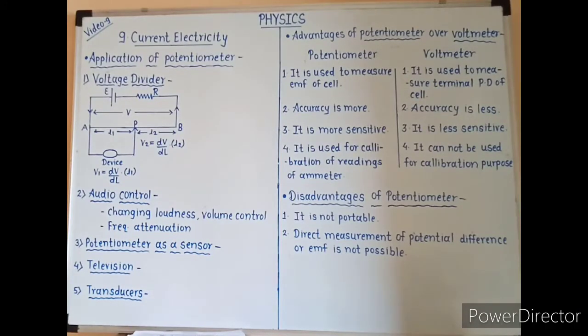Physics lecture. In the last session, we discussed the uses of the potentiometer. The first use is to compare the EMF of two cells by the individual method, and the second is the sum and difference method. It can also be used to find the internal resistance of a cell. In this session, we will see the applications of the potentiometer.